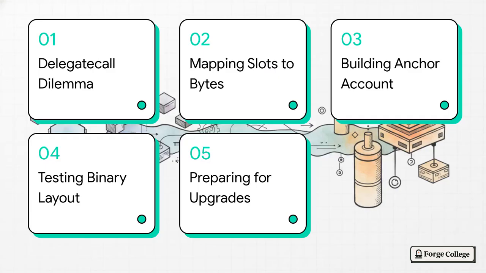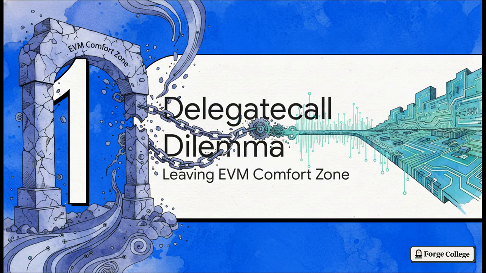Okay, so here's our engineering blueprint for the next few minutes. We'll start with the delegate call dilemma, then move to mapping slots to bytes, building the Anchor account, testing the binary layout, and wrap it all up with preparing for upgrades. Let's get right to it. Section 1, the delegate call dilemma, leaving the EVM comfort zone.